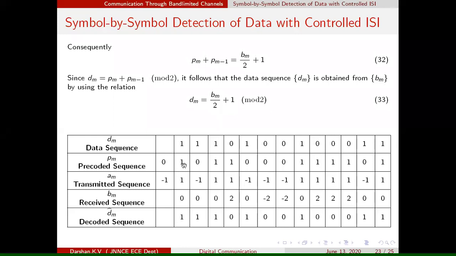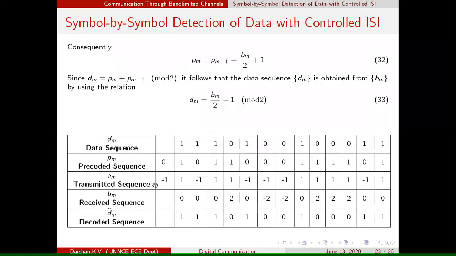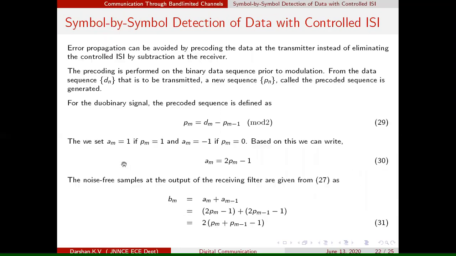Whenever you are having 1, you are going to get it as 1. So how to get AM from PM, that we will see. There is an equation for that, just like how you get the pre-coded sequence. What is AM? The transmitted sequence. Remember, you cannot transmit ones and zeros as they are. You need to convert them into pulses, and only then transmit. So how to get the pulse amplitude from the pre-coded sequence? There is an equation.